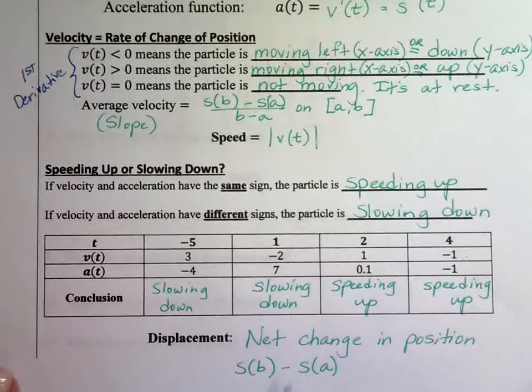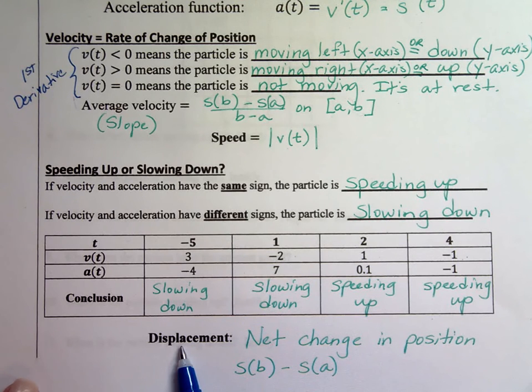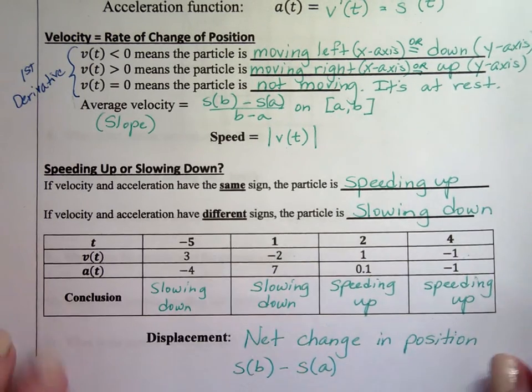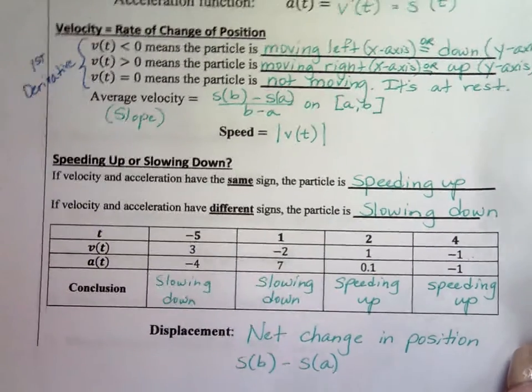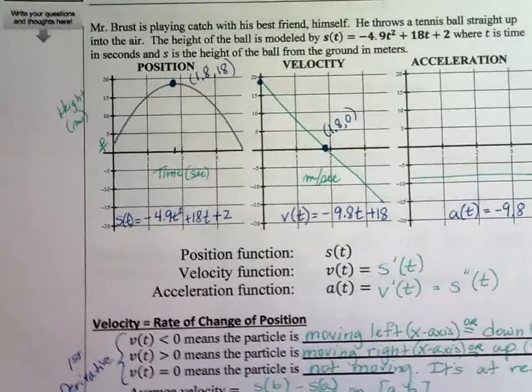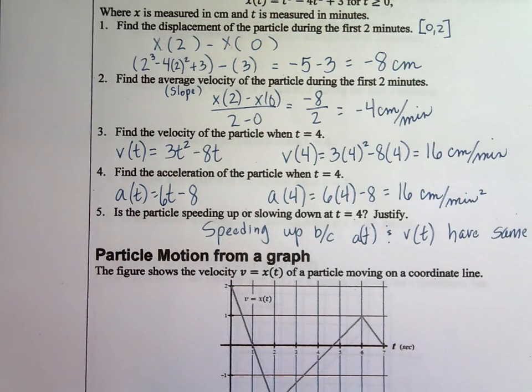Displacement is the net change in position. So you're taking your s of b minus s of a, kind of like just the numerator of your slope. This is talking about how far you have gone. So if I have walked for 15 minutes, then wherever I stopped at the end of the 15 minutes, I'm going to take that place and subtract away where I started from. So that's my displacement. How far have I gone? Net change in position, so s of b minus s of a. And I'm taking you through where we ended up in class, and then I'll pick up from there with writing down some notes. All right, so here comes the next piece.